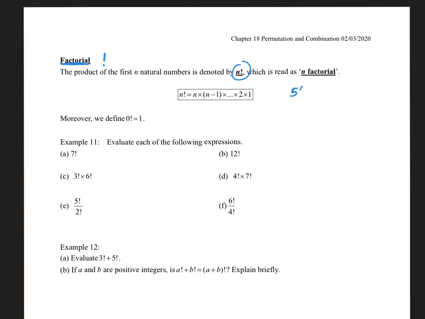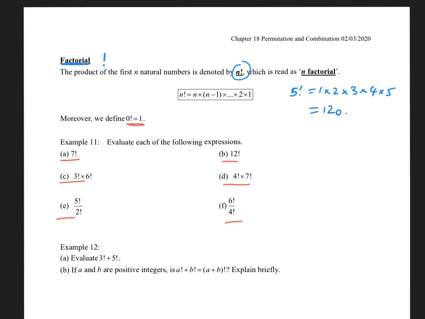For example, 5 factorial means 1 times 2 times 3 times 4 times 5, which is equal to 120. By definition, there is a special case where 0 factorial is defined as 1. Now you can try to use your calculator to get the results of A, B, C, D, E, F by yourselves.